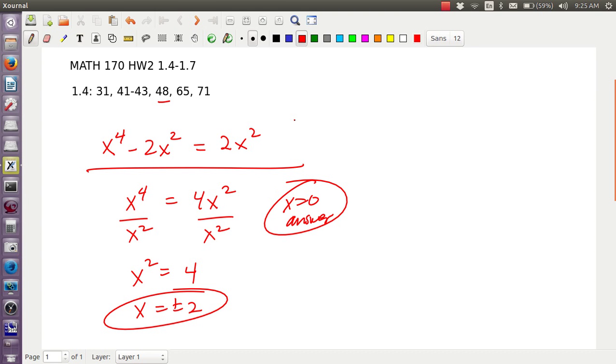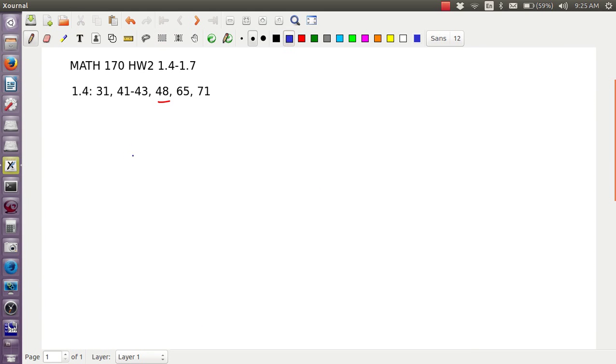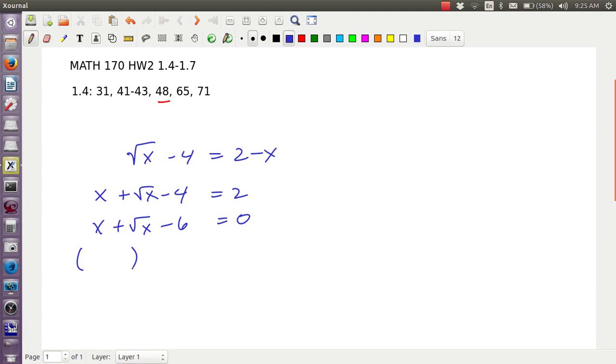You do something very similar in 48, but if I recall, it actually required a different technique. So let's talk about that one. We said square root of x minus 4 is 2 minus x. And we talked about how we can FOIL that, but I would rather unfoil that. We talked about the fact that your eye should see this as something squared plus something minus 6. That something happens to be square root of x. So it makes it kind of weird.